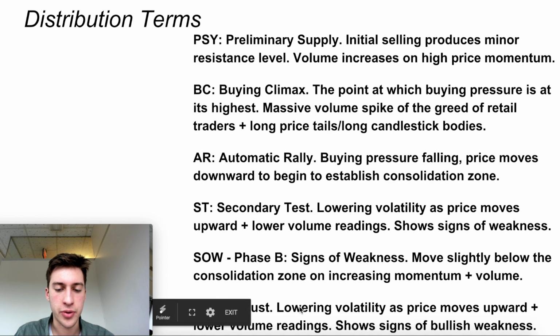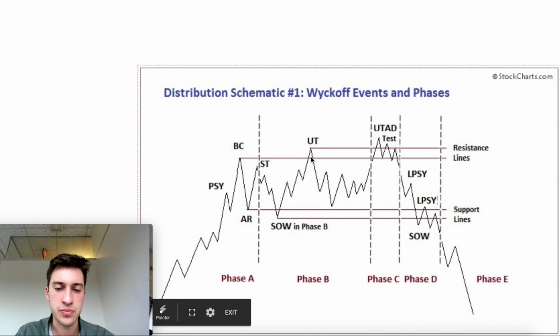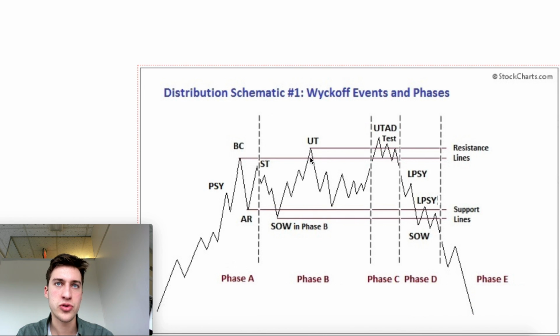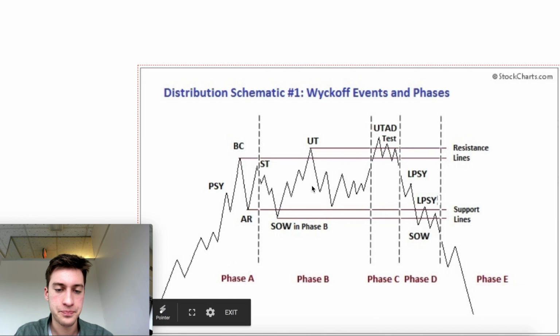So when we get the upthrust, that's going to be on lowering volatility as price moves upward and has lower volume readings. So this is going to show us signs of bullish weakness. Because if the bulls were strong, then this move would probably have high momentum and high volume, and price would probably close high and continue to go higher. But when it actually closes here, a little bit above, and then goes right back in, that's going to trigger many stop losses for shorts who are trying to short this market because they believe the market will go down.